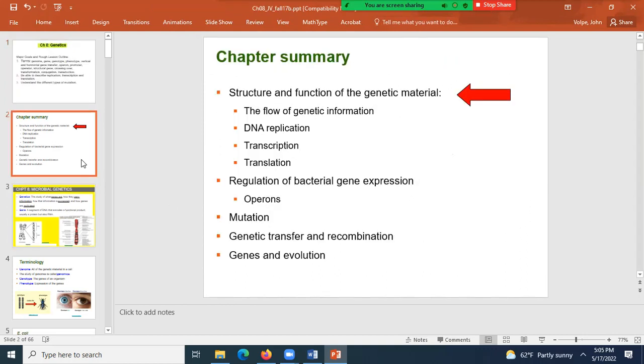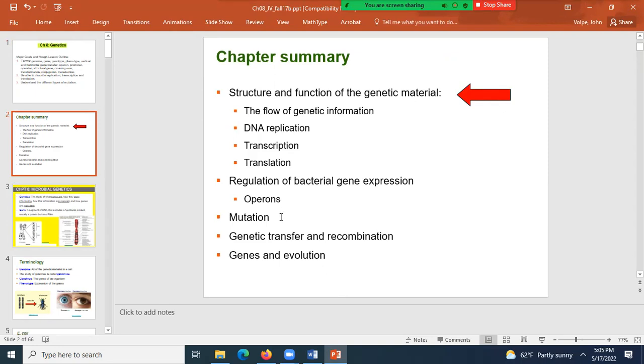All right, so we're going to talk about the structure and function of the genetic material, talking about the flow of genetic information. We'll then move on to talking about DNA replication, RNA transcription, and protein translation. We'll then move into the regulation of bacterial gene expression, meaning what regulates turning genes on and off. And to do that, we'll talk about operons.